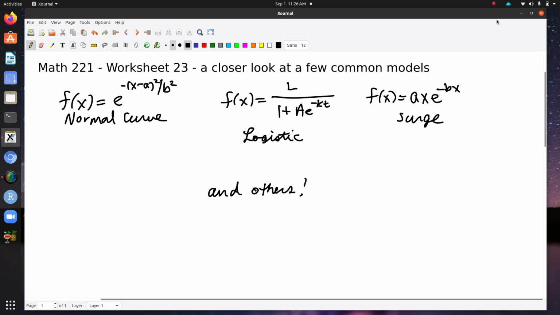Okay, worksheet 23 is a closer look at some common models. In each of these exercises, you'll be using the tools you've already learned, and what you're going to do is look at some of these prototypical models and say what happens when you change certain coefficients or constants like A or B or L in the models that you're seeing now.